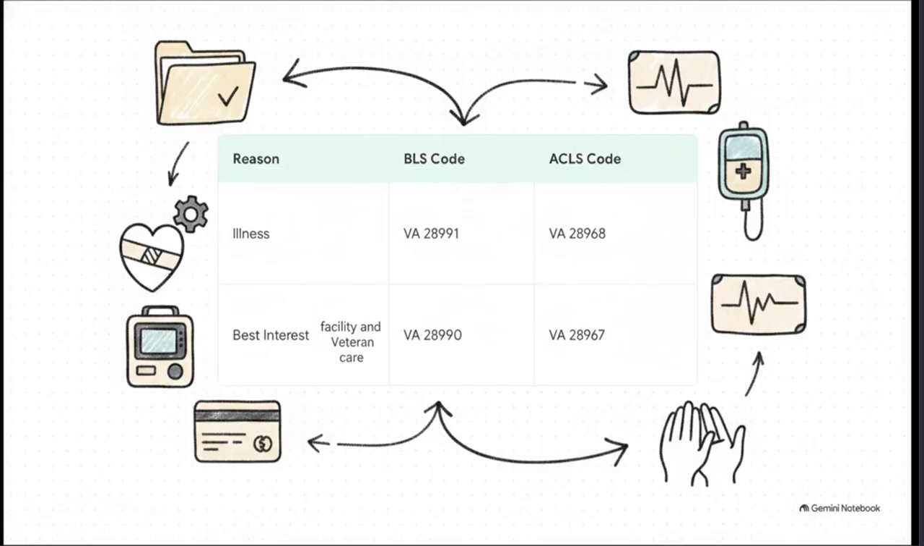We've got a handy cheat sheet here for the exact TMS item numbers you need for those first 60 days. Notice how there are different codes depending on why they got the waiver in the first place. If it's for a medical illness or injury for BLS, you're going to use VA 289091. But if they're on a waiver because it's temporarily in the best interest of the facility and the veterans we care for, you use VA 289090. Just match the right code to your specific situation.